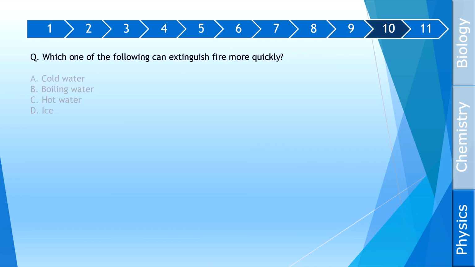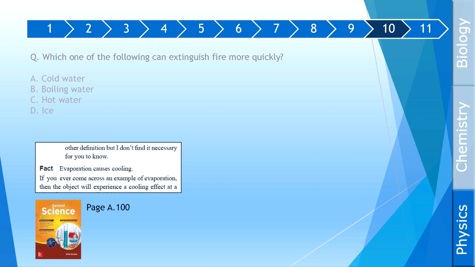Now we are on the second last question of this video. The question is asking the best means to extinguish fire quickest. If you check my book, I have clearly mentioned a fact that evaporation causes cooling. Water at 100 degrees Celsius is at the verge of evaporation. So it will absorb the heat earliest and escape the site of incident quickly. Hence, option B is our correct answer.